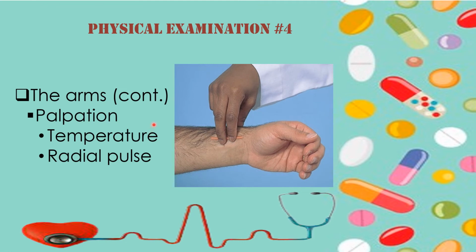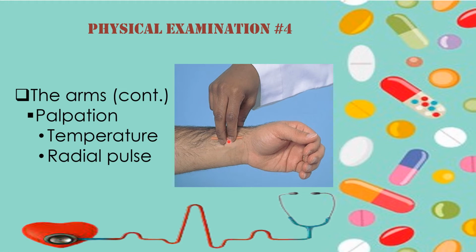Okay, for the arms, you can also use your cardinal technique known as palpation. So you palpate for the temperature and for the radial pulse. To palpate for the temperature of the arms and the hands, use the back of your fingers simultaneously, and then compare the temperature of the arms.